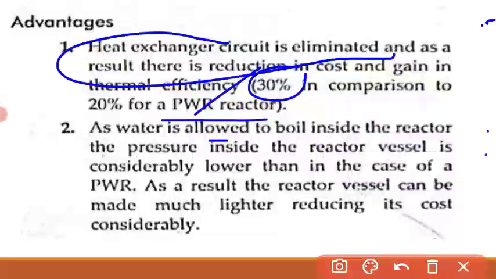The second one is, as water is allowed to boil inside the reactor, the pressure inside the reactor vessel is considerably lower than in the case of PWR. As a result, the reactor vessel can be made much lighter, reducing the cost considerably. Again, due to this, the cost will be less.